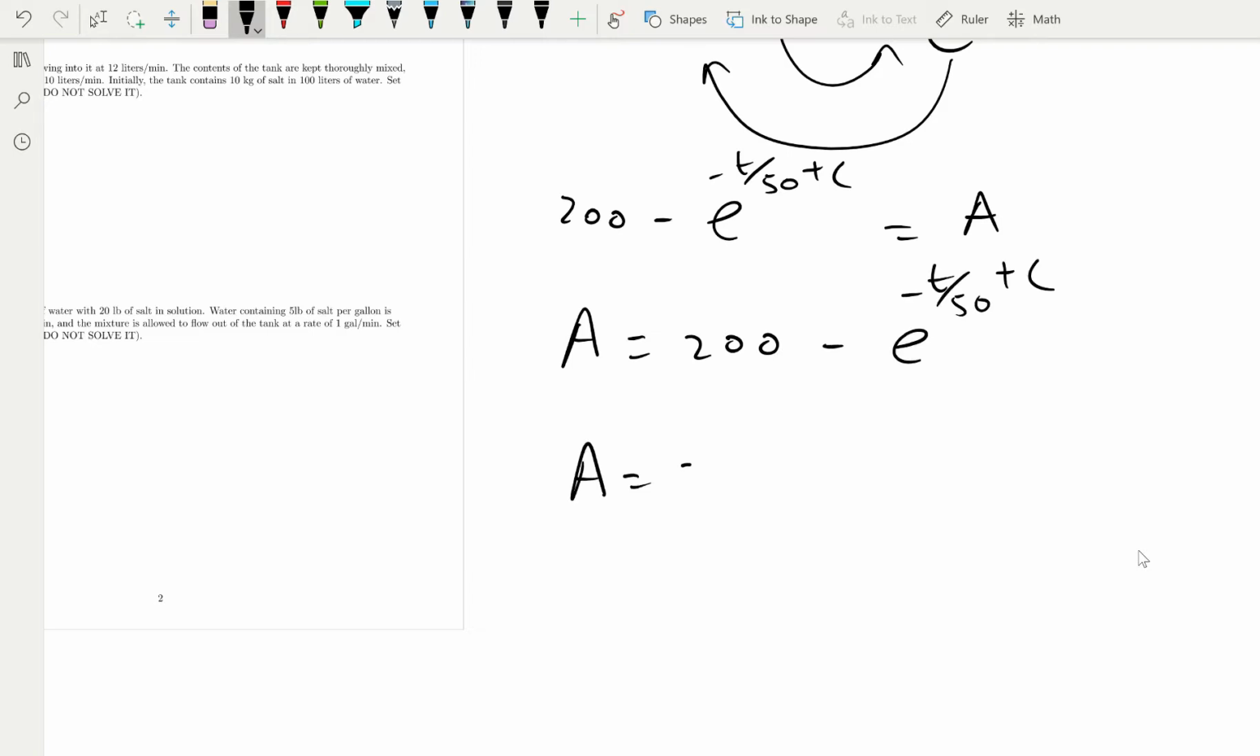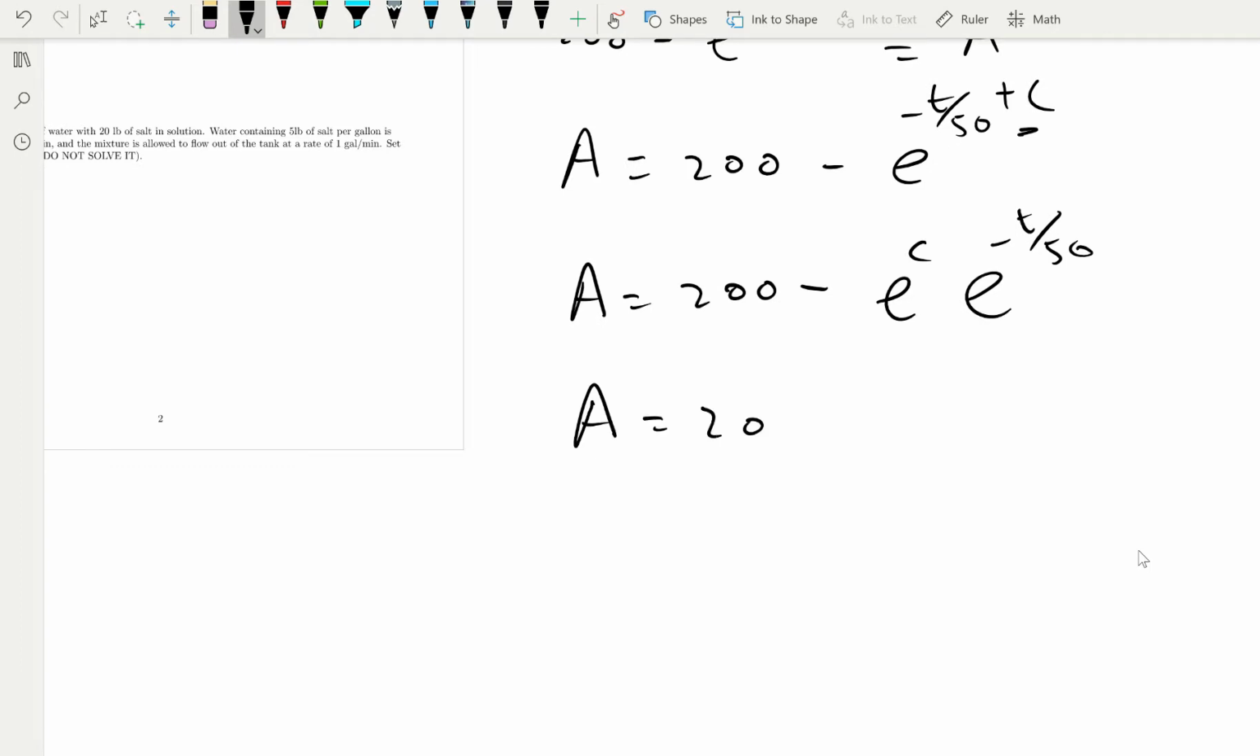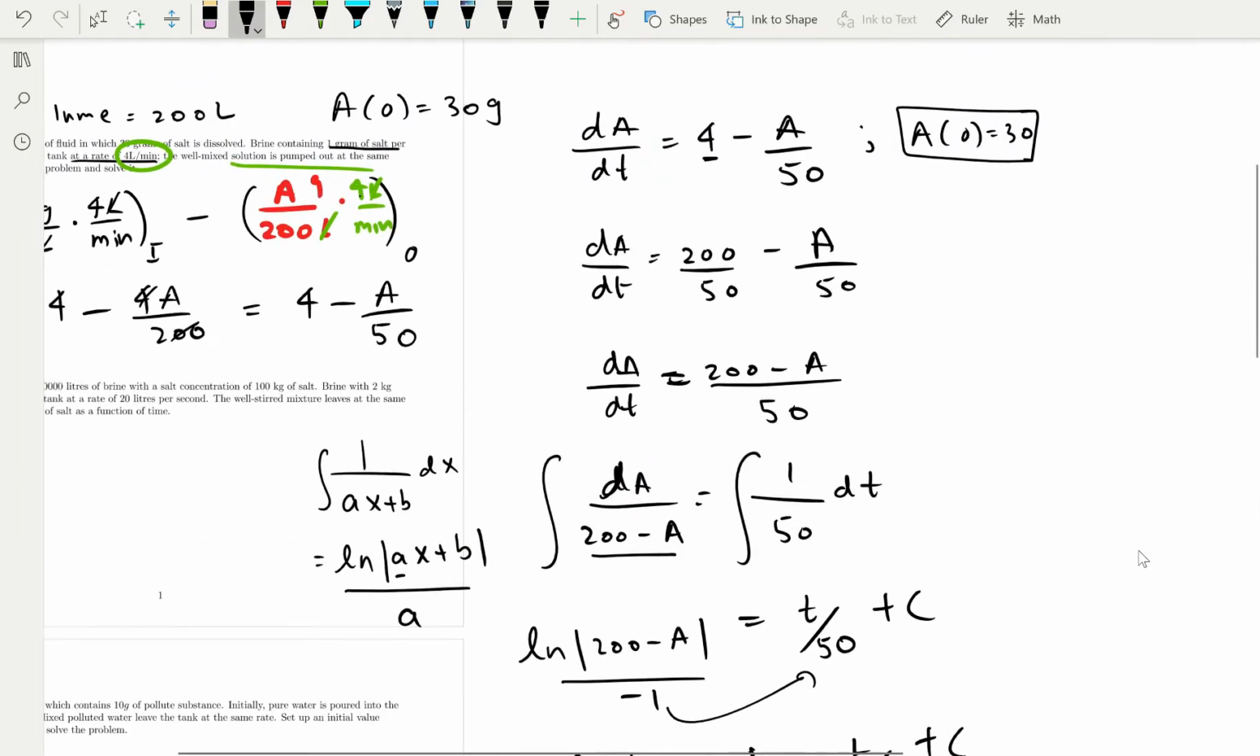So A is 200 minus, we can split this e to the plus c, it's going to be e to the c times e to the negative t over 50. e to the c is an arbitrary constant, so we can write it as c again: c e to the negative t over 50. This is the solution. The only thing that we need to do now is to use the initial condition.